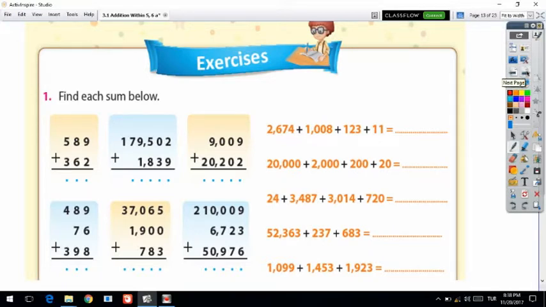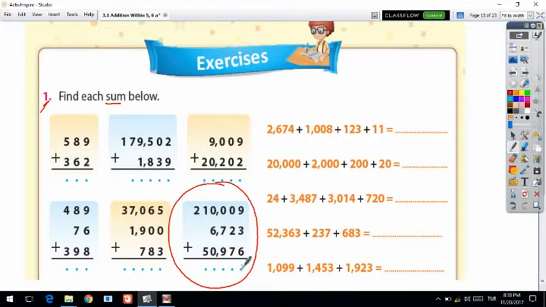This exercise is about how to add numbers, but I will solve just a few questions from here because it was an easy example for you, my lovely students. So let's look at the question. Find each sum. Sum means you add the numbers. This is written in vertical form. Let's start from this one first.